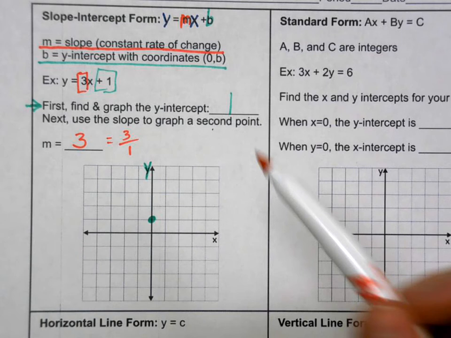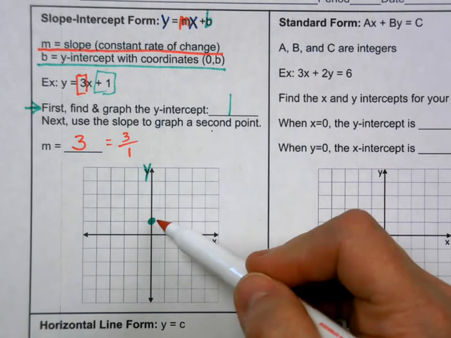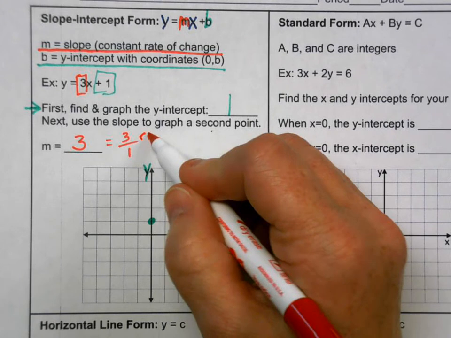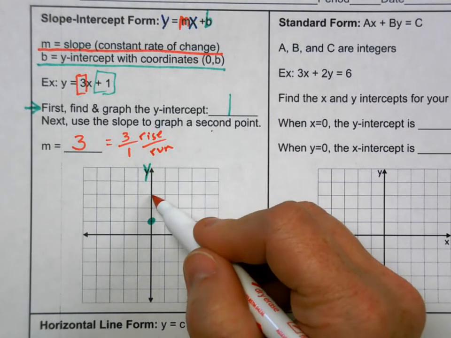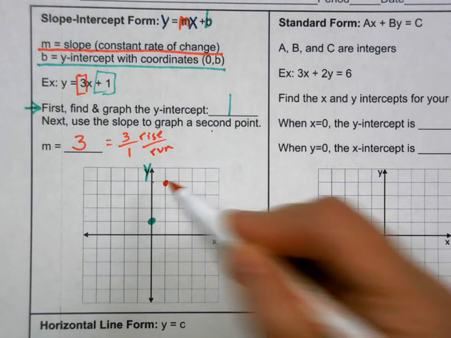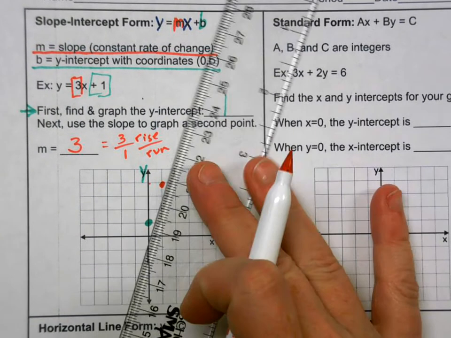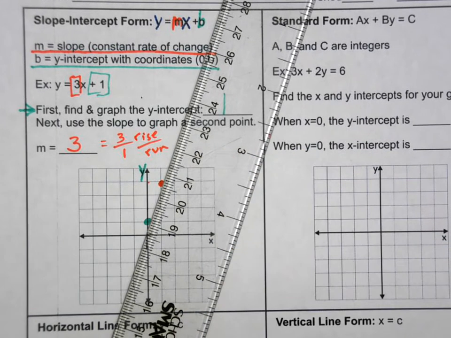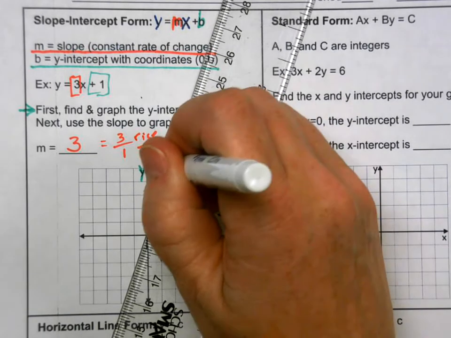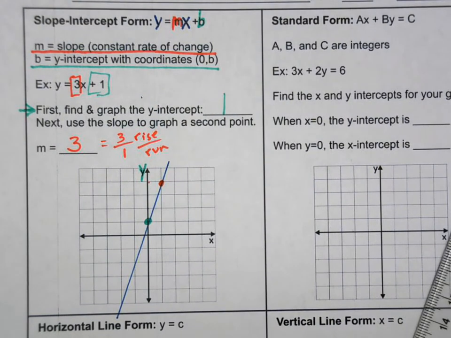And then, how do I count the slope? From this point right here, I'm going to go rise or up 3 and run over 1. So 1, 2, 3 up, over 1. Now that I have 2 dots, that's all that is needed, right? To draw my line. You can make a third dot if you want.